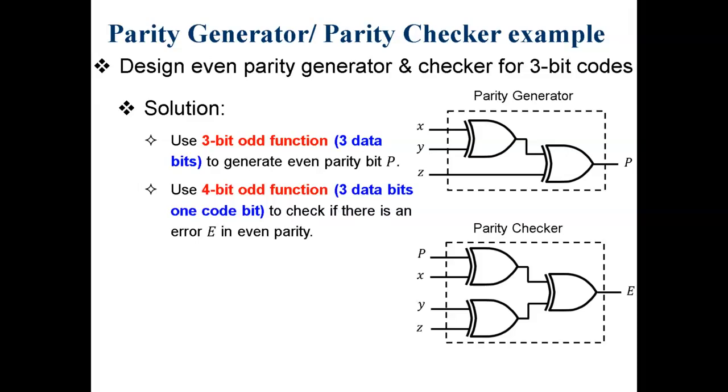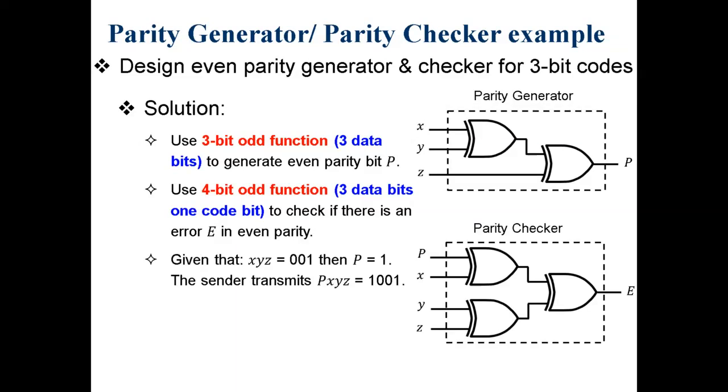Now on the checker side, we send the transmission, the data bits. What are the data bits? X, Y, Z, and in addition to the data bits, we also send the P bit, which is the parity bit. And now since it is an odd function, what is E? E is actually P exclusive or X exclusive or Y exclusive or Z.